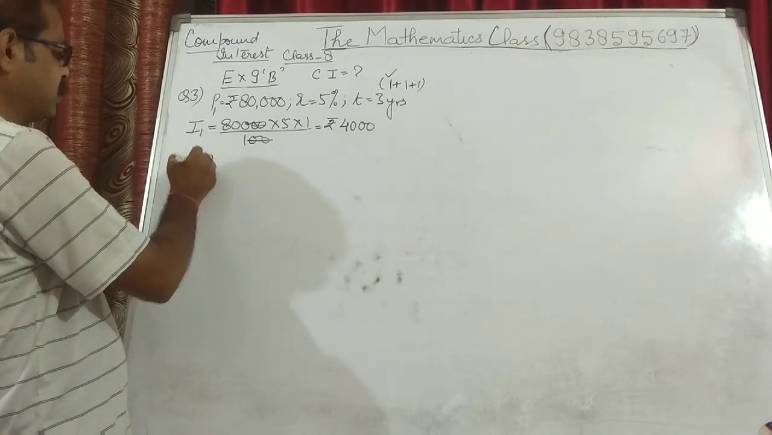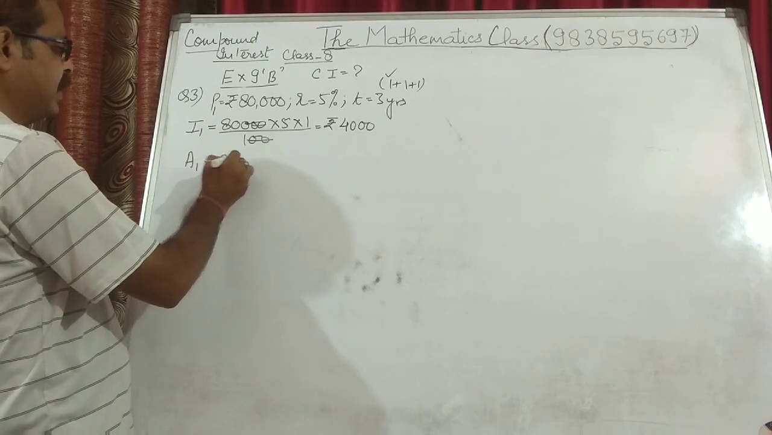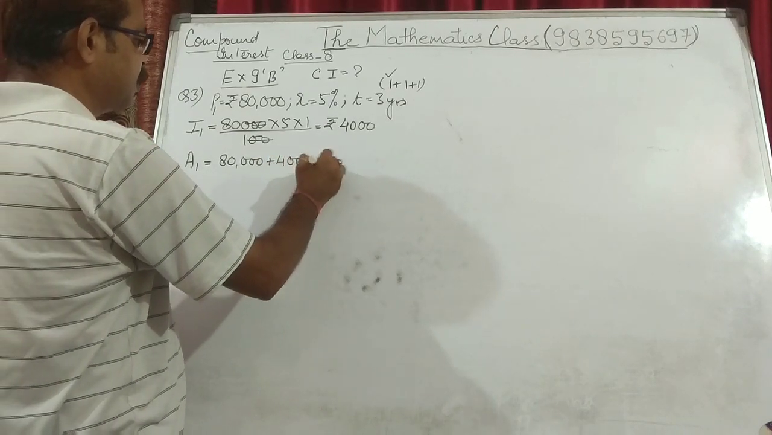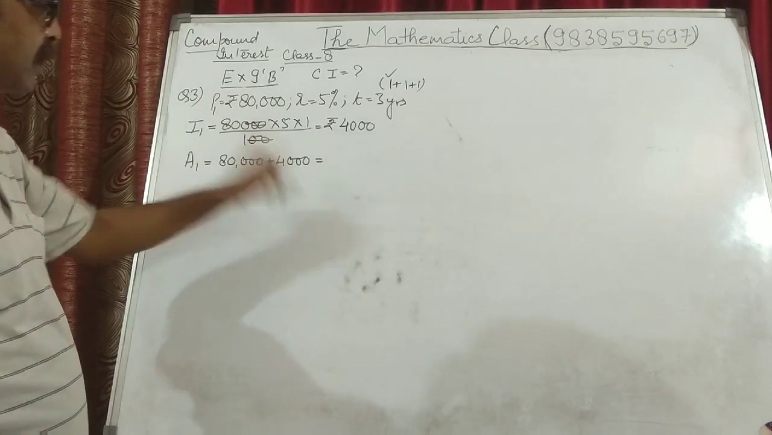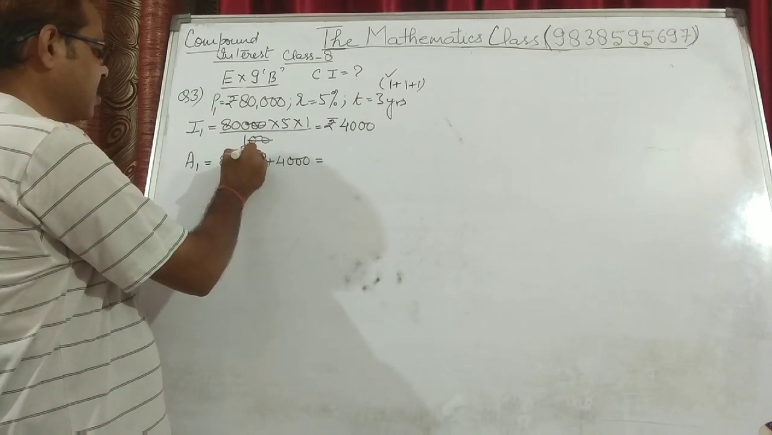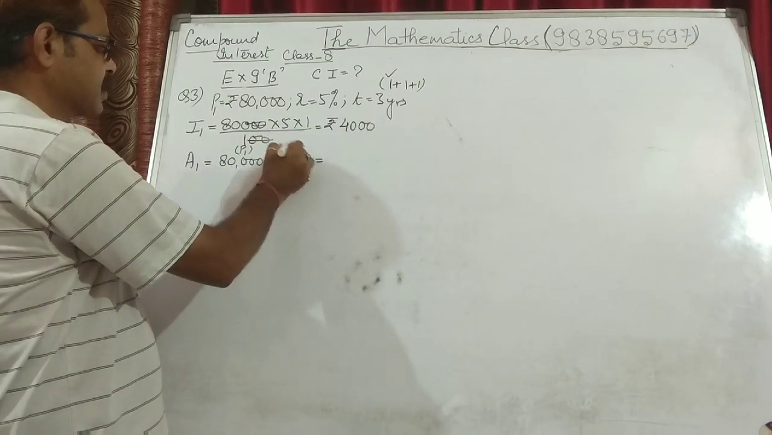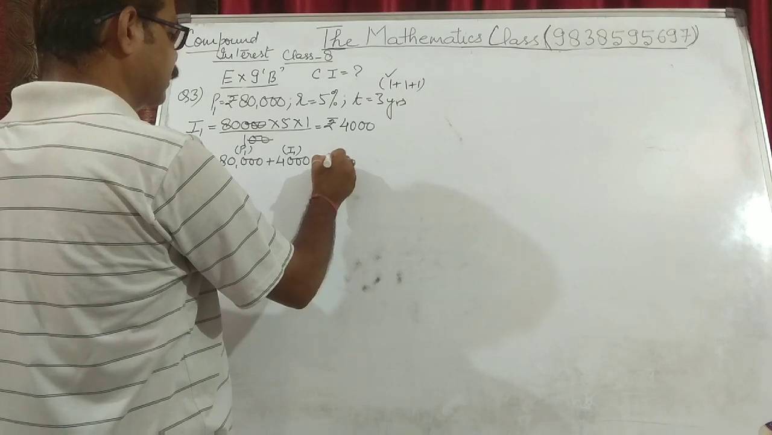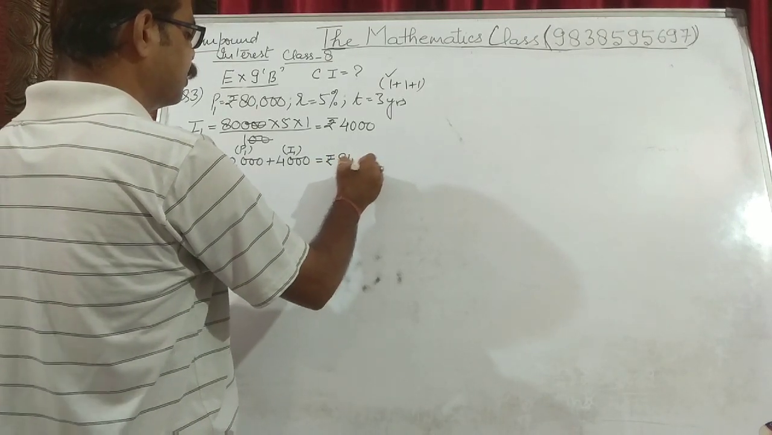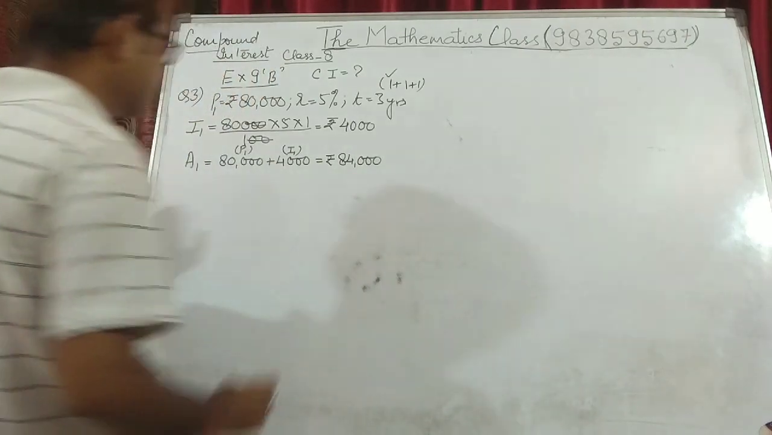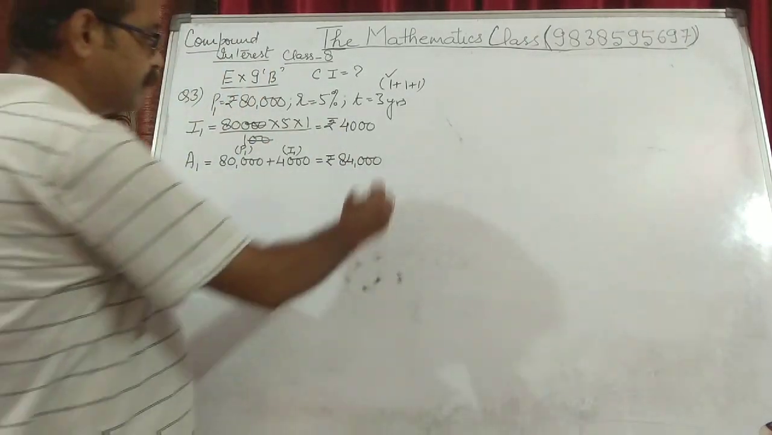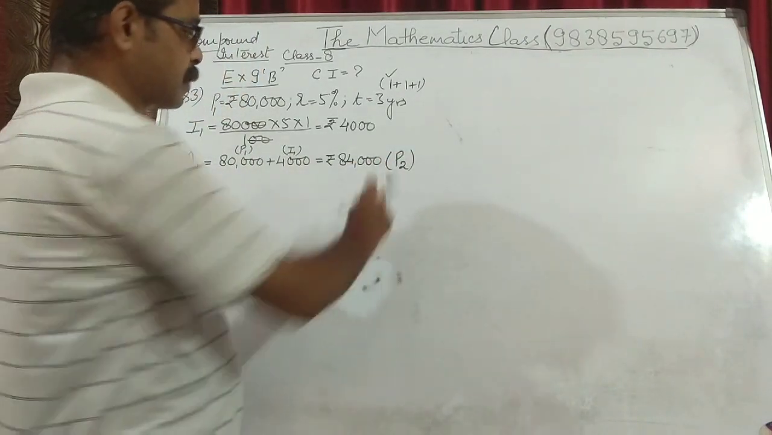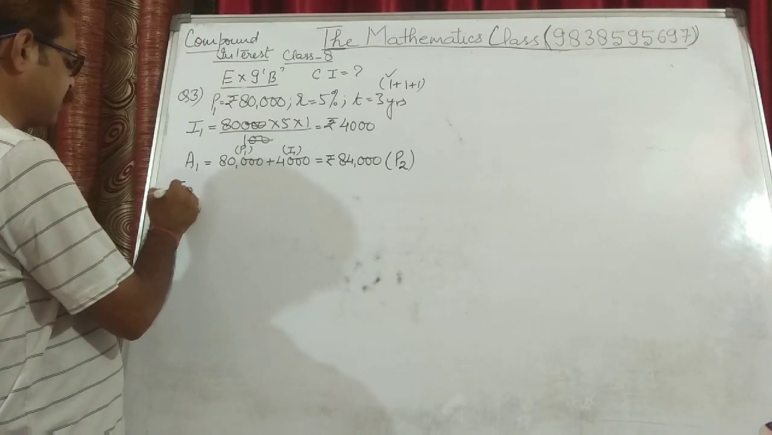So amount after the first year will be 80,000 plus interest 4,000, because we know that amount is principal plus interest. Principal I'm writing P1 and I1 means interest after 1 year, and principal for the 1 year. So 80,000 and 4,000 will be rupees 84,000. This is the amount after the first year and it will act as principal for the second year. So I am writing P2.